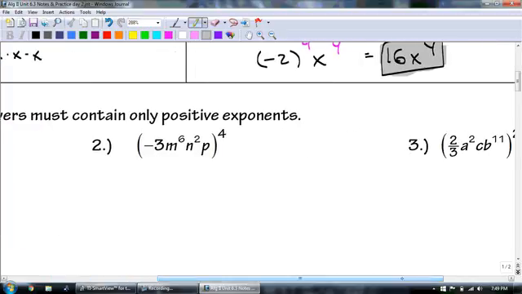All right, number 2. So I'm looking, there's nothing inside to clean up. Remember, we want to put the -3 in parentheses so we don't lose the negative sign. And then I'm going to give the p an exponent of 1. I'm going to distribute the 4 to everything. The bases stay the same.